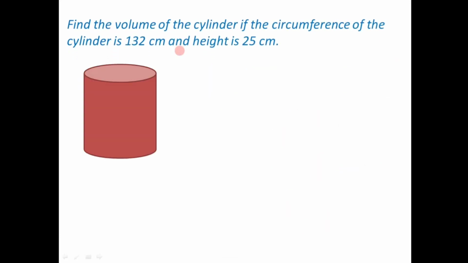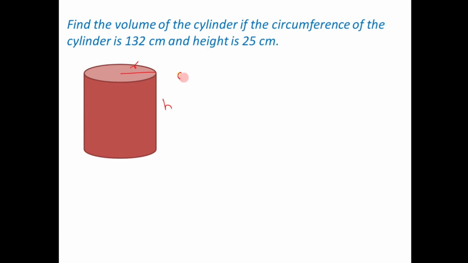Let us have another question. Find the volume of cylinder if the circumference of the cylinder is 132 centimeter and height is 25 centimeter. Now in this question, the circumference of a circle is given. Let us suppose the radius of the cylinder is r and height is h.